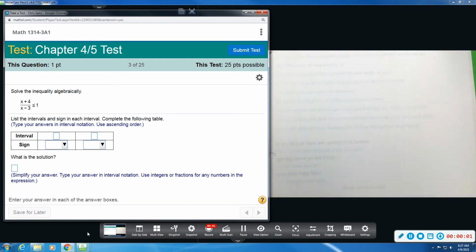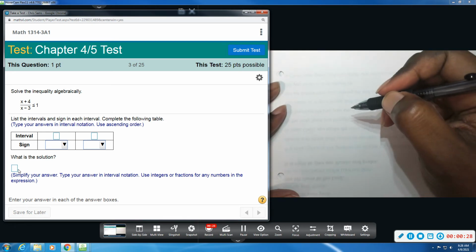Okay, question number 3. This one we're going to solve the inequality algebraically. And we need to remember from the homework on this problem, whenever we do the intervals, even though it has less than or equal to, we will not put brackets in this interval notation. We will only use brackets in the final answer. Okay, so what we have to do is find out our critical values.